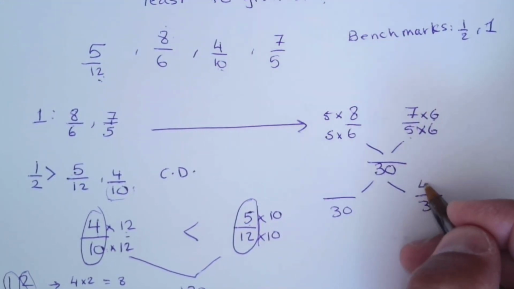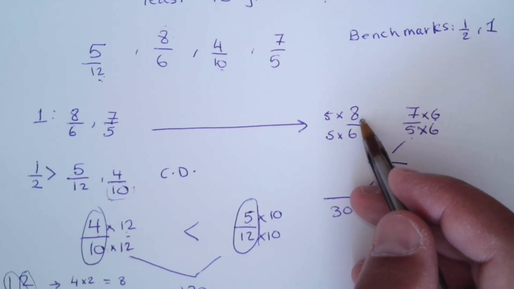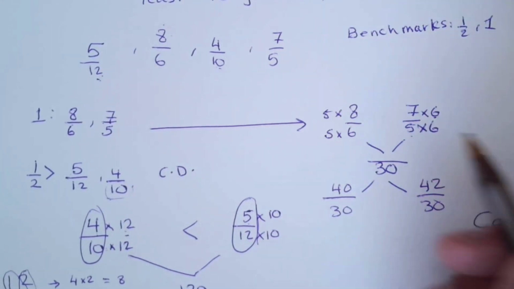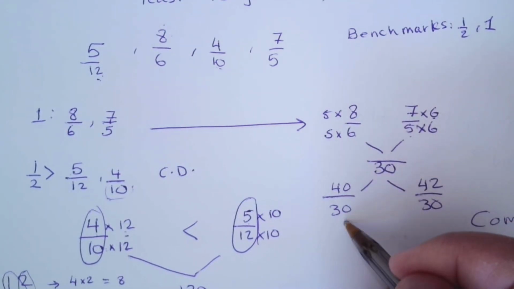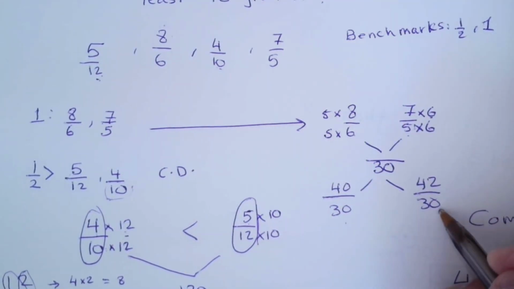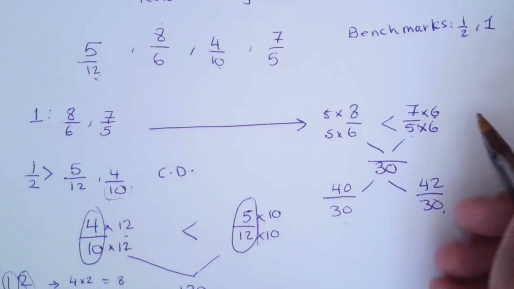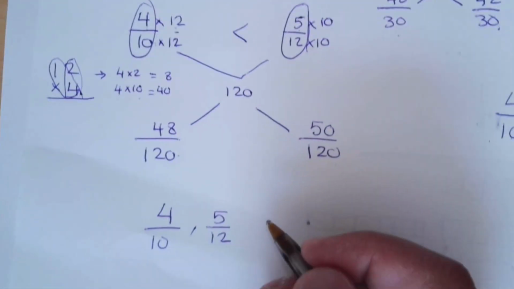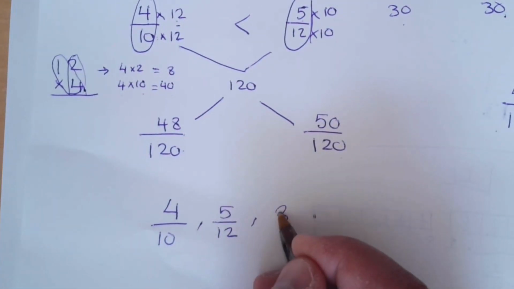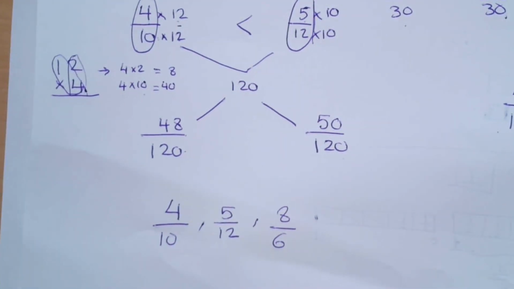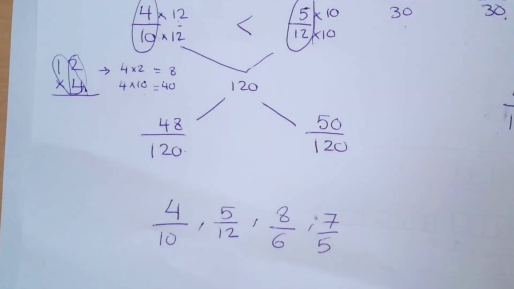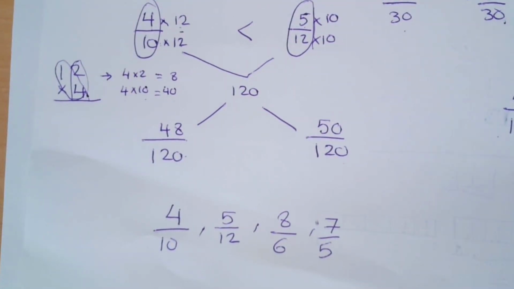6 times 7 is 42. 8 times 5 is 40. So which one is bigger? 8/6, which is 40/30, or 7/5, which is 42/30? And the answer is 7/5 is bigger, right? So now we know in the end that 8/6 is smaller than 7/5.